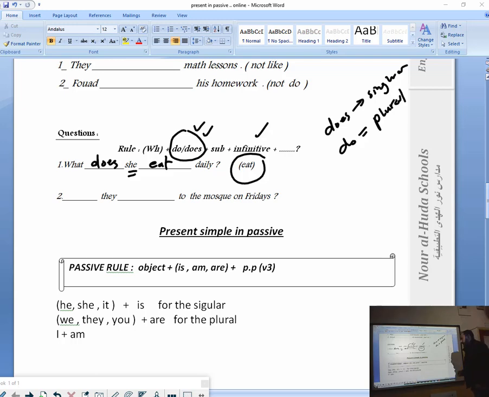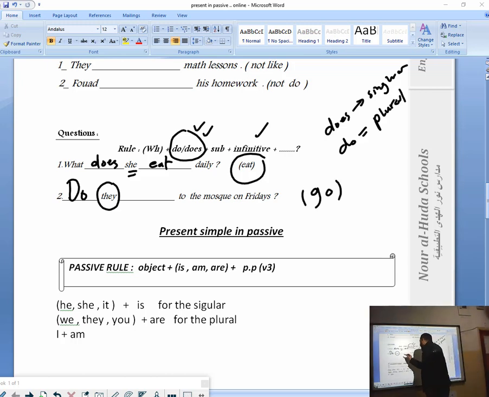The second question, the subject here is they. So I want to use do because they are plural. And we add a capital letter because it's the beginning of the sentence. Do they go, let's suppose the verb is go, to the mosque on Fridays? The first sentence is a WH question. The second sentence is a yes or no question.